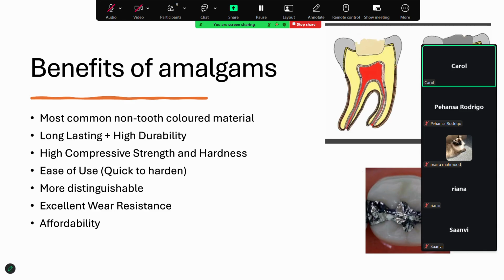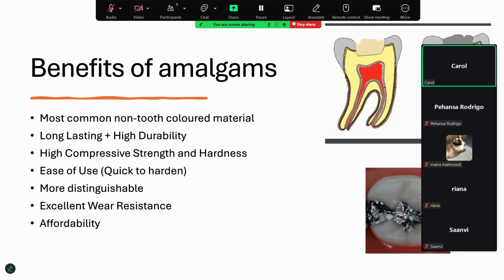Additionally, they have an excellent wear resistance, which links back to the idea of them being long lasting. Because they don't wear or break down as easily, you get to keep them for longer without any risks of them decomposing or you having to constantly go back and get replacements.